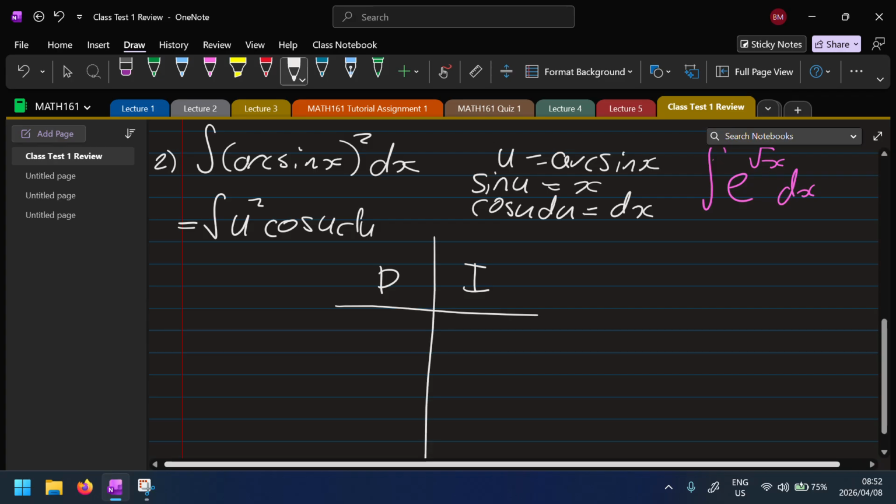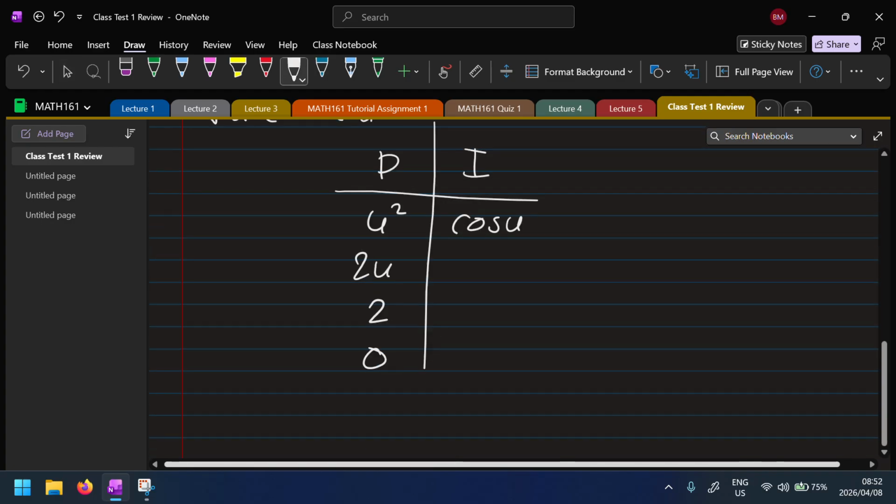So D, that's the derivative column. So we put the u squared there. And then I, that's the integral column. We put cos of u. So it will be 2u, 2, 0, and then we can stop there.